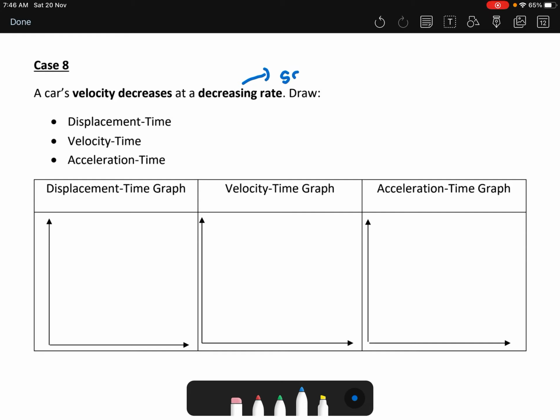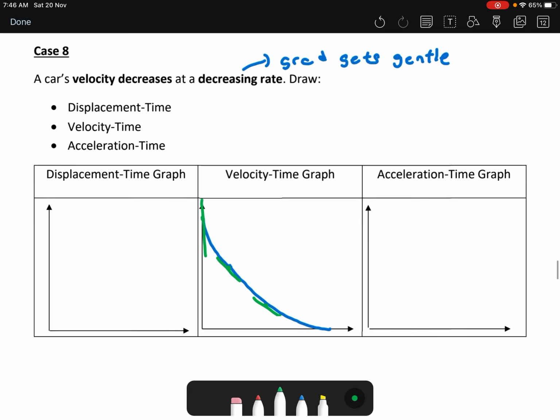Last case, where my velocity decreases at a decreasing rate. Decreasing rate means my gradient gets more and more gentle. So you can sketch in this particular manner. Initially my gradient is rather steep, then after that, more and more gentle. So this is how we sketch our velocity for the different cases.